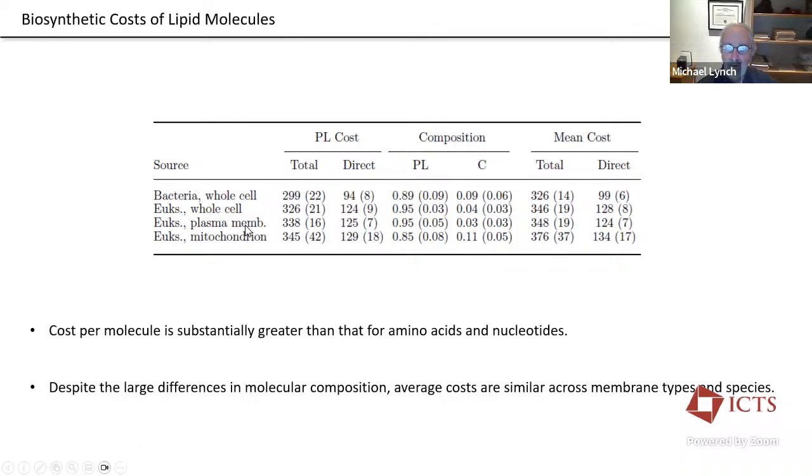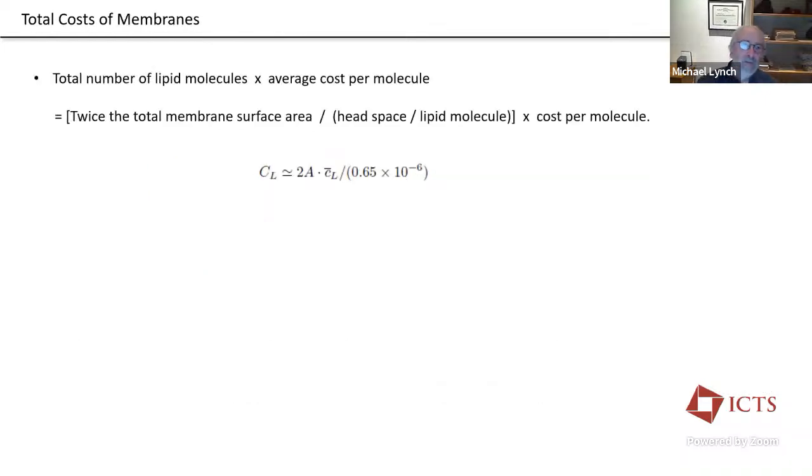And even within eukaryotes, the cost of an average lipid in a plasma membrane is not that much different than the cost of an average lipid in the mitochondria. They're slightly different molecules, but the overall cost is about the same. And then we can start to think about the cost of membranes inside cells.